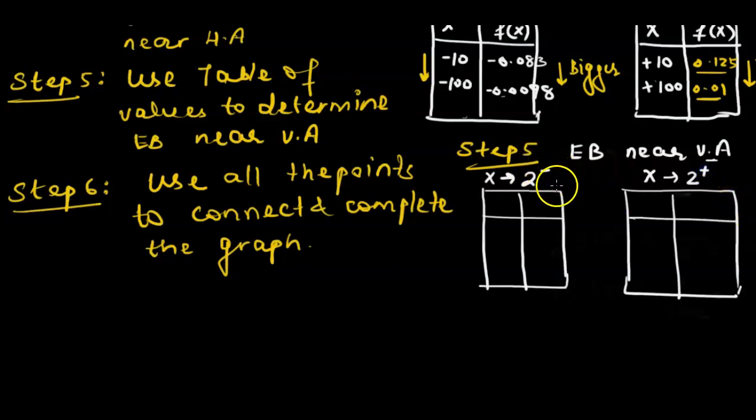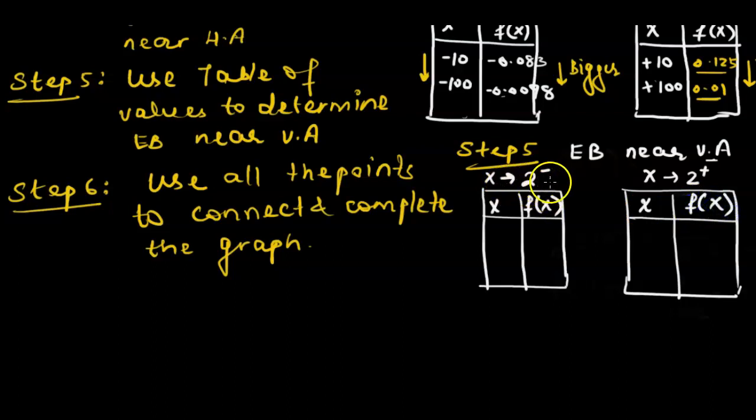Left side, we are going to mark with a small negative sign on top of the number. Right side means we're going to mark a small positive sign on top of the number. Here we would put the x value. Here we would put the y value, that is f of x. Here also the x value. Here f of x.